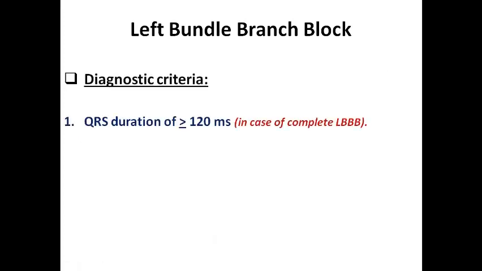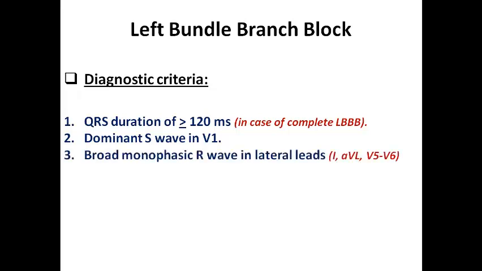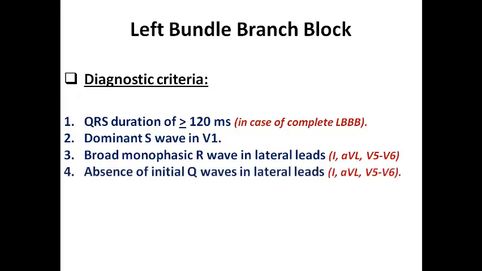What are the diagnostic criteria of left bundle branch block? QRS duration, of course, is more than 120 milliseconds in case of complete left bundle branch block. Dominant S wave in V1, or sometimes we call it QS if there is no small R wave, or if there is a small initial R, I could find a deep S wave in V1. Broad monophasic R wave in lateral leads like 1, AVL, V5, V6. Absence of initial Q in lateral leads is a very, very important diagnostic criterion.